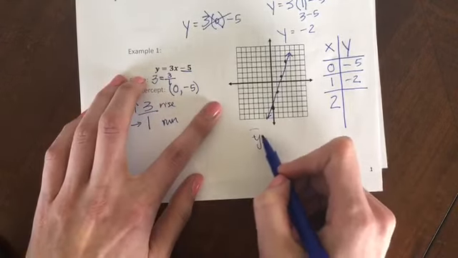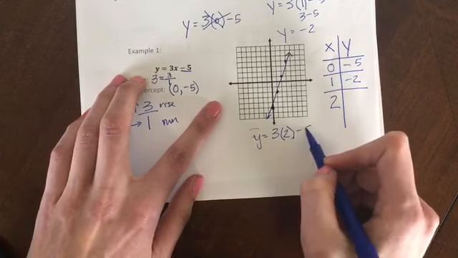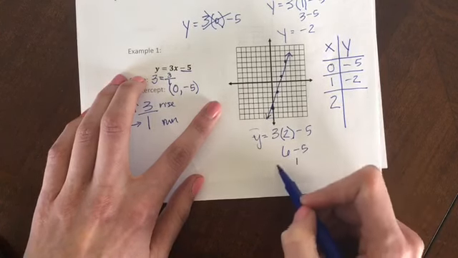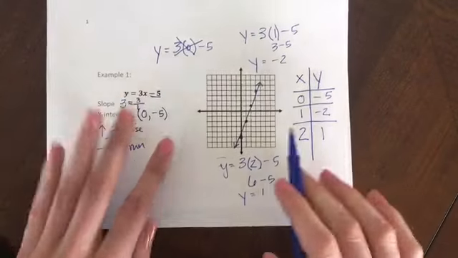So we have y equals 3, and instead of x, 2 minus 5. 3 times 2 is 6 minus 5 is 1. So y equals 1. So when x is 2, y is 1. All right, let's see if these fit on our line.